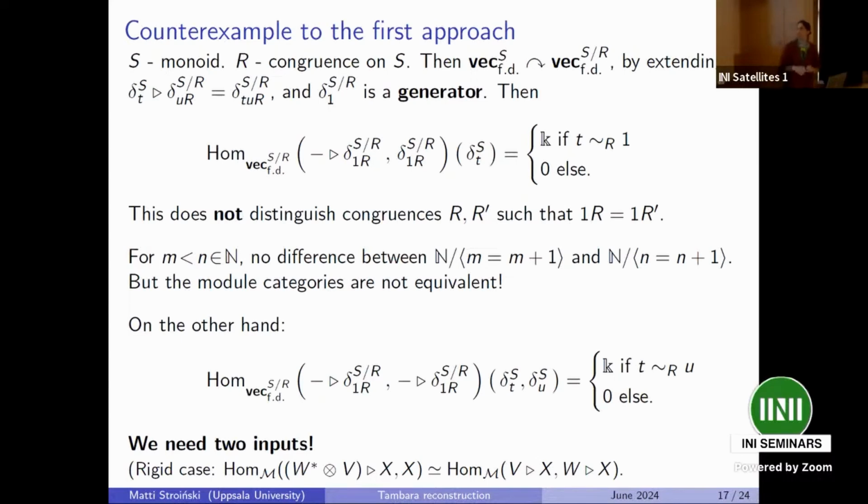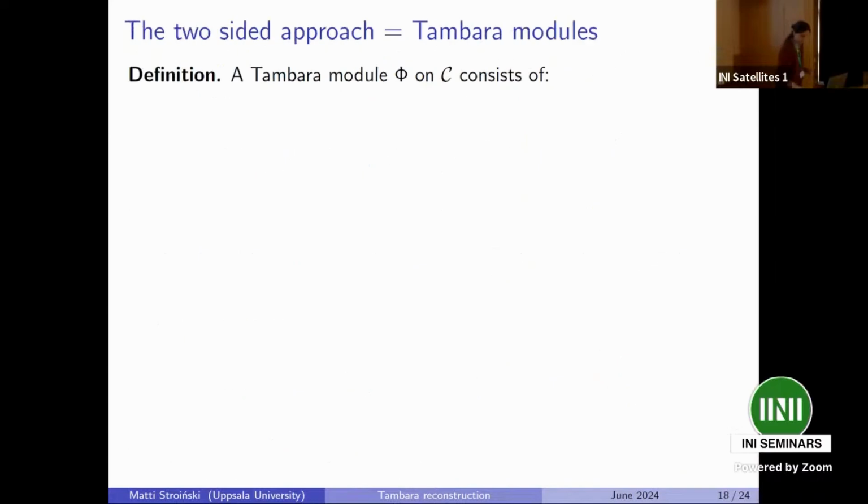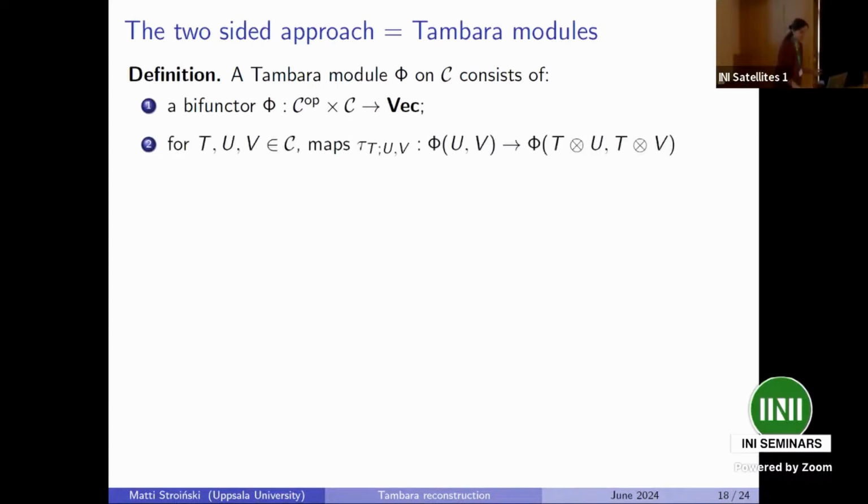So why does the one-sided approach magically work in the rigid case? Because I can act by, say, W dual tensor V, and this gives maps from Vx to Wx. So this leads us to the definition of a Tambara module. The Tambara module takes two inputs: a contravariant input and a covariant input, in C, and it returns a vector space. It also requires some structure maps from, say, phi UV to phi T tensor U, T tensor V, so it's like tensor unity. And then some exceptions.